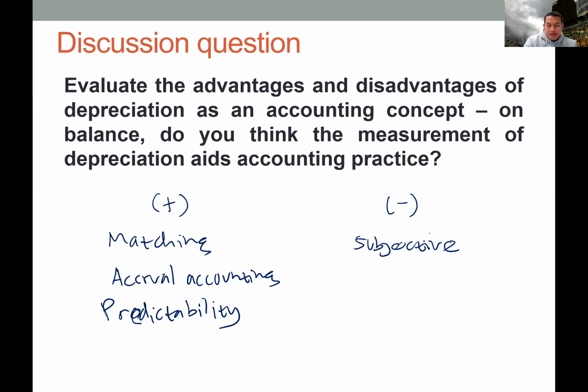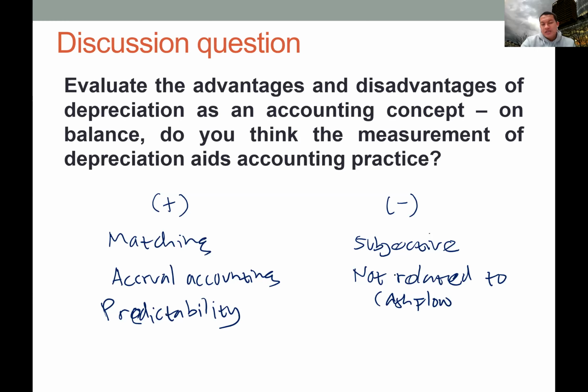And then because the transaction is fully accrual, it's not related to cash flow. So it's not related to cash inflow and outflow. For some users of financial statements, cash flow is more important than the net income or net profit. So it's not really useful for them if they want to calculate the cash flow.